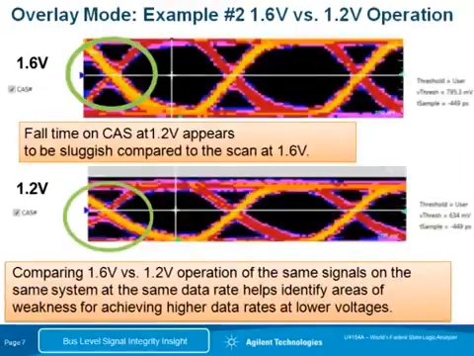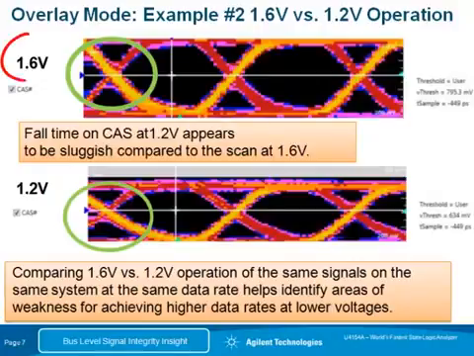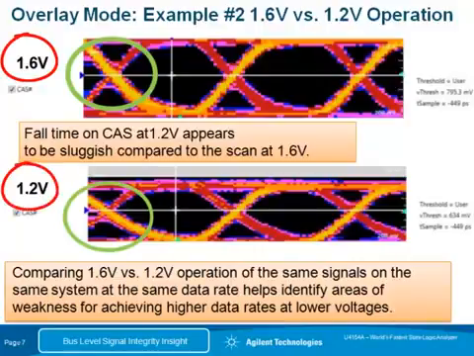Many designers are working very hard to have their systems operate at lower voltages. For our example, we took a system and operated it at DDR3 1333, and we operated it at 1.6 volts, and then we lowered the voltage to 1.2 volts and compared the scans.